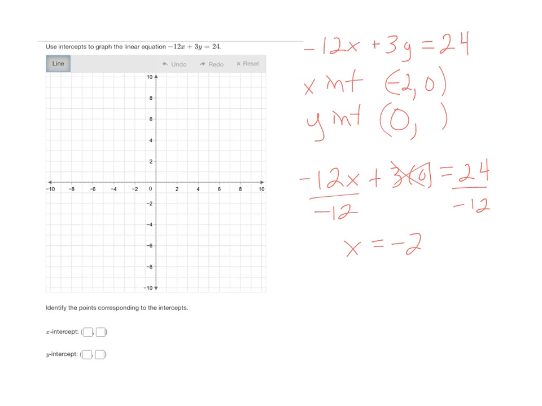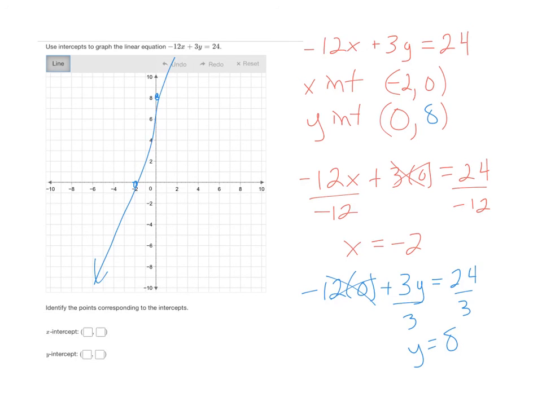Alright, now to do the y-intercept, we set x equal to 0. Negative 12 times 0 plus 3y is equal to 24. Negative 12 times 0 is nothing. Divide both sides by 3, we get y is equal to 8. So if we graph these 2 points, x-intercept is negative 2, 0, and 0, 8. It would be a line something like that.